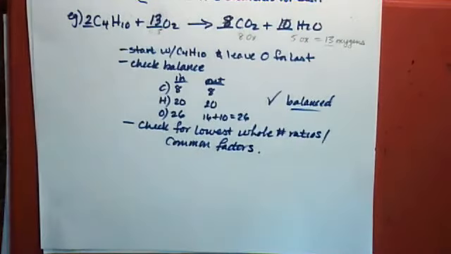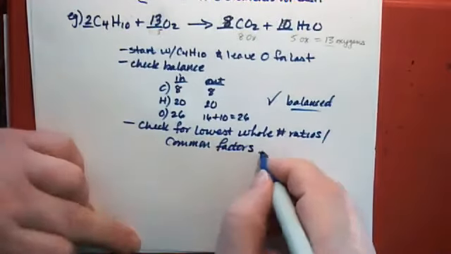Sometimes when you're balancing, you end up using numbers that are bigger than they need to be. And you can still get an equation to balance that way. But officially, the rules call for the equation to be balanced with the lowest whole number ratios of coefficients possible. So the last thing you should do is look through the coefficients and check for common factors.